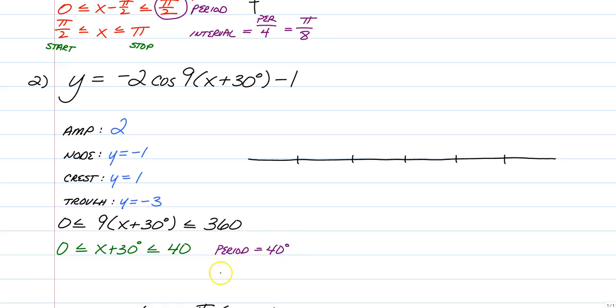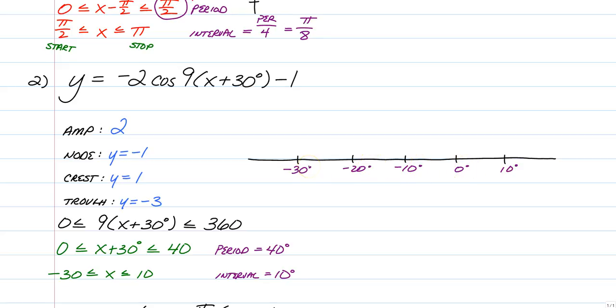And if we were to divide that by 4, our interval is equal to 10. So the last thing we have to do is figure out our start and our stop. So the last thing we have to do here is subtract 30. So this goes from -30, which is less than or equal to x, which is less than or equal to, subtract 30, and we get 10. So we're starting at -30, and we are stopping at 10. So we have -30, -20, -10, 0, and 10. And these are all degrees, of course.